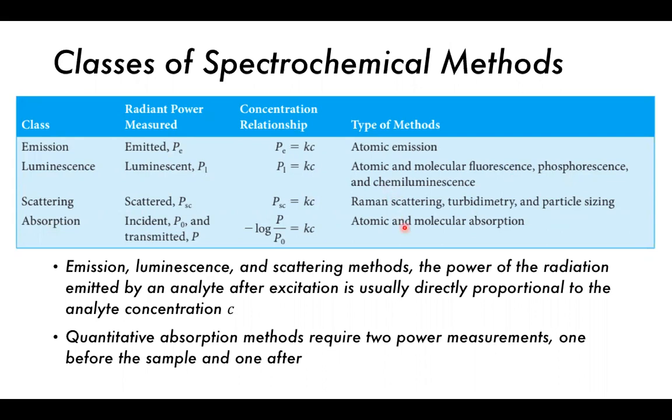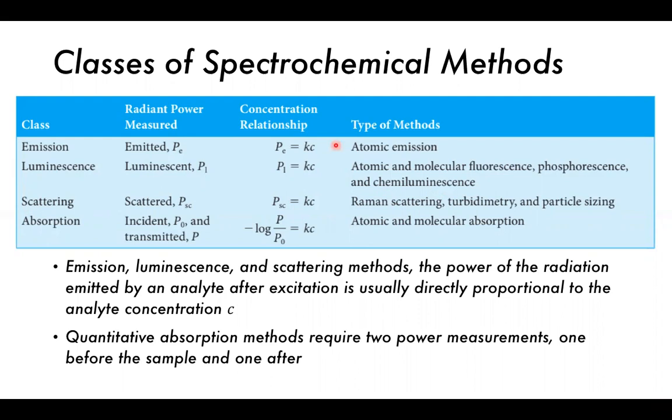So the methods involved, for emission, it's atomic emission. For luminescence, it's atomic and molecular fluorescence, phosphorescence, and chemiluminescence. Chemiluminescence comes about by chemical reactions or association of different molecules. Raman scattering, turbidimetry, and particle sizing are used for scattering. That's like a zetasizer, which might look into the size of nanoparticles suspended in a liquid. Then absorption is atomic and molecular absorption, of course.